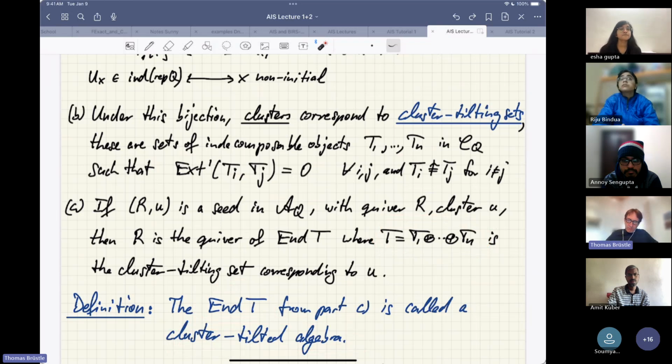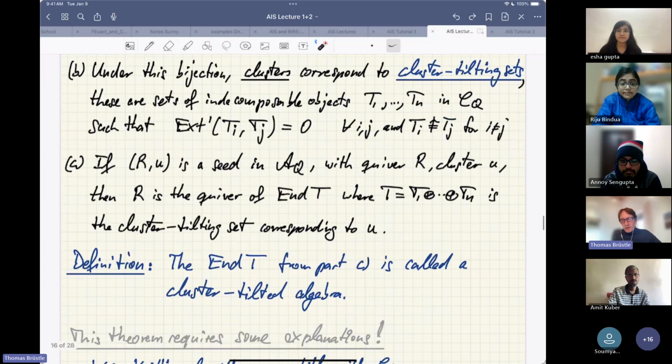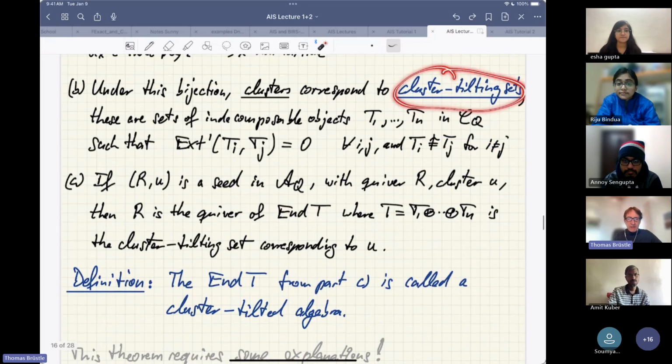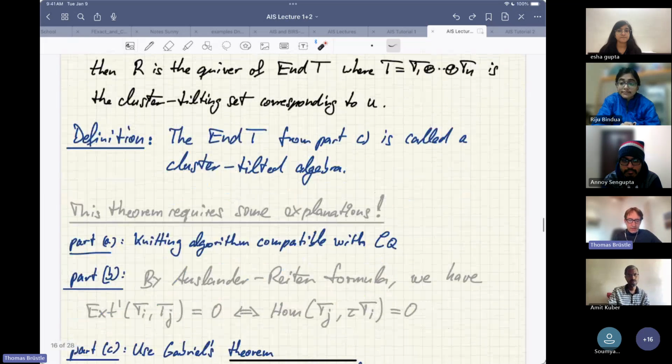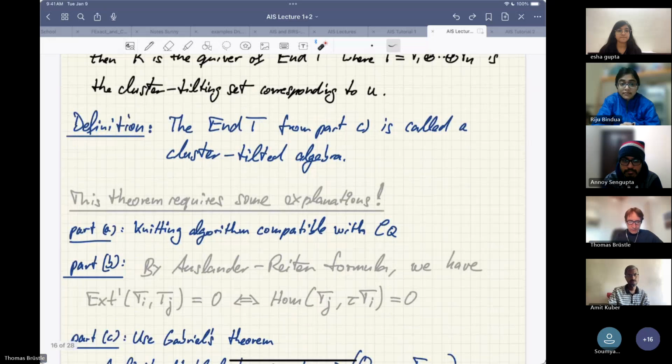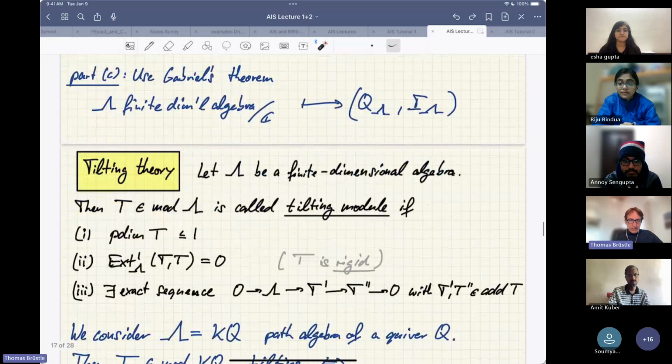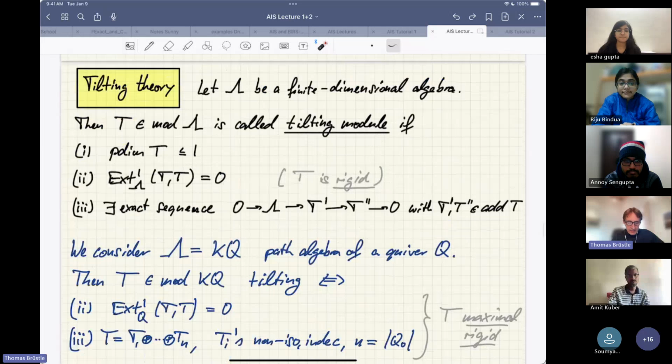Yesterday we started going more into that topic, but before we go really into cluster tilting, we did a little recourse onto tilting theory, which is a classical precursor of this. So I started with tilting theory.